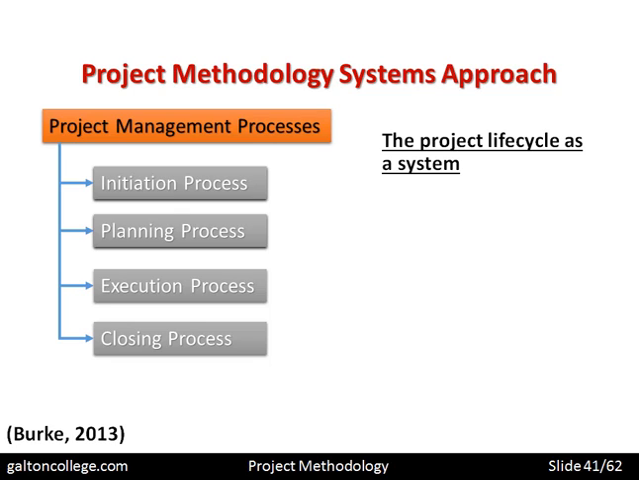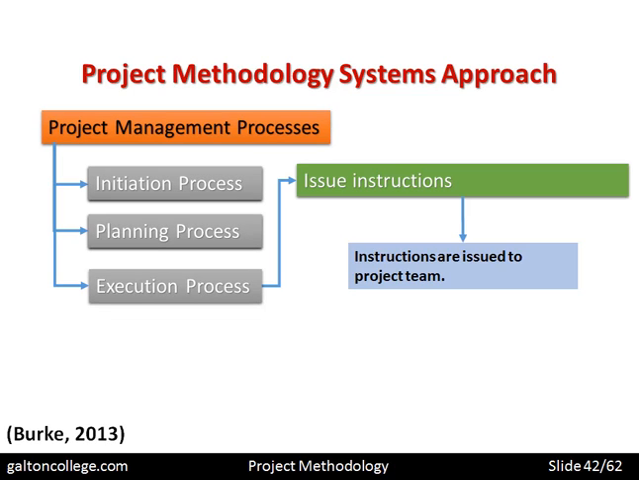So, here we have our 4 parts. We've now moved on to the execution phase. Now, this is when we're actually doing it. This is moved on from planning. Now it's implementation, it's execution. So issue instructions. Instructions are issued to the project team. They're instructed what they need to do: who needs to do what, what's expected of them, timescales, and so on. That's issued.